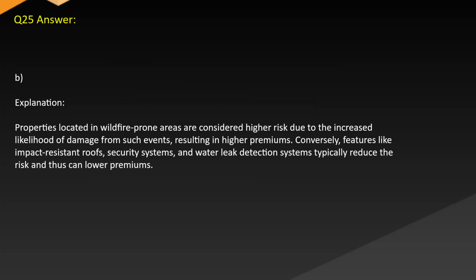Answer: B. Explanation. Properties located in wildfire-prone areas are considered higher risk due to the increased likelihood of damage from such events, resulting in higher premiums. Conversely, features like impact-resistant roofs, security systems, and water leak detection systems typically reduce the risk and thus can lower premiums.